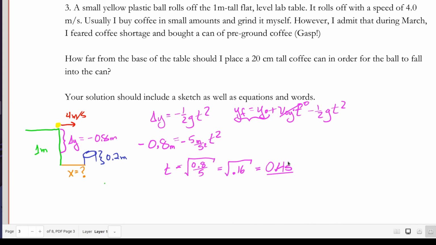This is probably becoming an intuitive thing: a ball will fall about 0.8 meters in about 0.4 seconds. So how far should we place the coffee can? Well, the distance it travels along x at 4 meters per second will be its x velocity times how much time goes by. We can see that that is 4 meters per second times 0.4 seconds, or 1.6 meters.